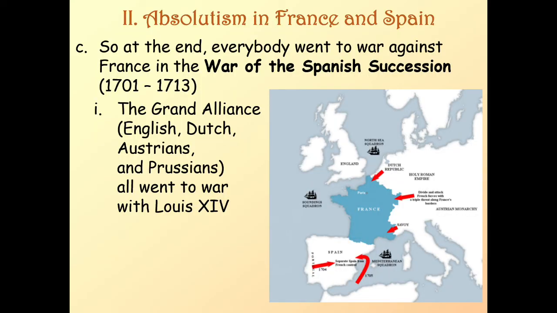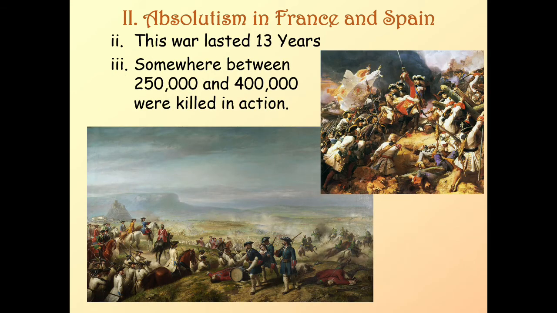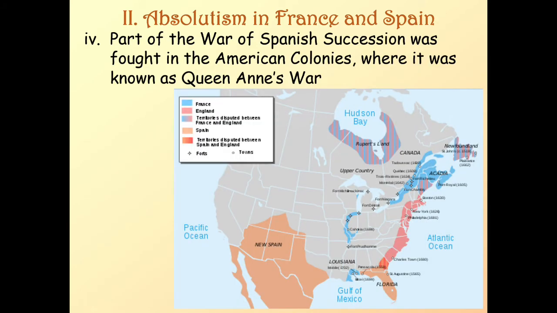So in the end, everybody went to war against France in the War of Spanish Succession, and it lasted from 1701 to 1713. There was a grand alliance formed, and it consisted of the English, Dutch, Austrians, and Prussians, and all of them went to war against Louis XIV. This war lasted 13 years. Somewhere between 250,000 and 400,000 men were killed in action. And part of the War of Spanish Succession was fought in the American colonies, where it was known as Queen Anne's War.